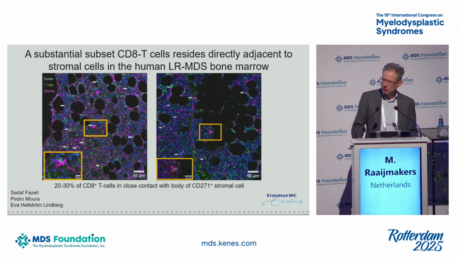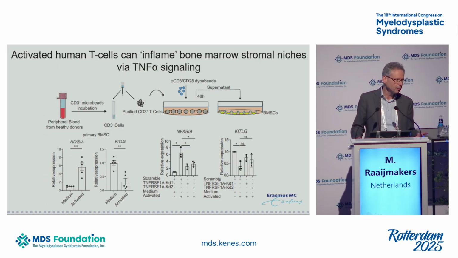Well, what about the physiology? Can T cells inflame stromal cells? Here we took an initial approach, which is an ex vivo approach, where we isolated T cells, we activated them, took the supernatant and exposed stromal cells to that supernatant. And what you can see in the left lower graphs is that this resulted in a transcriptional profile that is indicative of NF-kappa beta activation, including downregulation of KIT ligand. And this was very reminiscent of what we observed in our low-risk MDS patients.